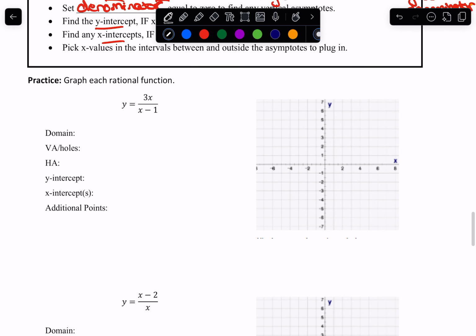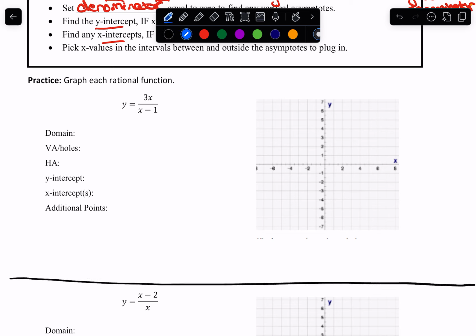Let me just do this again here, so I'm not running into the other space. Okay, we've got y equals 3x over x minus 1. x minus 1 cannot equal 0, so we know that x cannot equal 1. So that is our domain. x is such that x cannot equal 1.